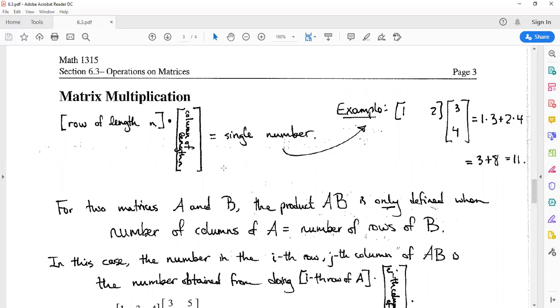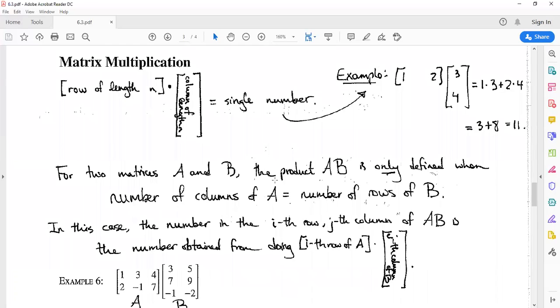For two general matrices, A and B, the product A times B is only defined when the number of columns of the first matrix A equals the number of rows of the second matrix B. And when you do this, the number in the ith row and jth column of A times B is exactly the number you obtain from taking the ith row of A and the jth column of B and forming their row times column product.